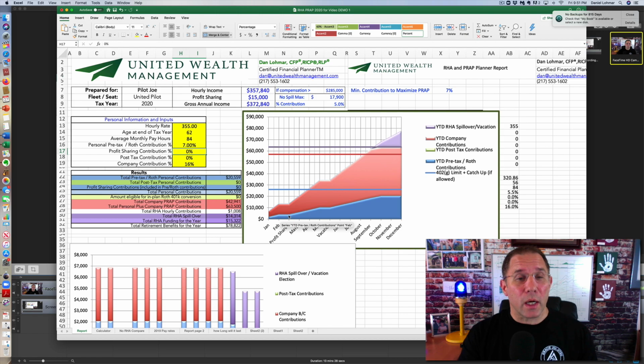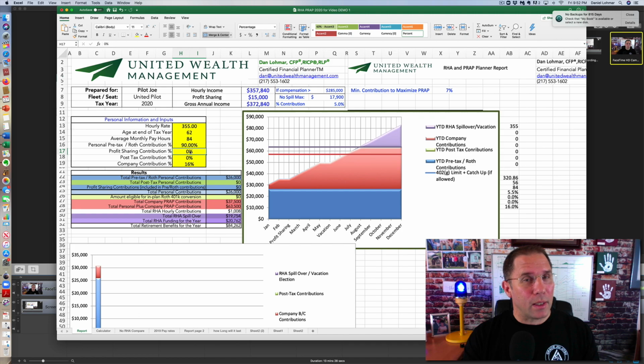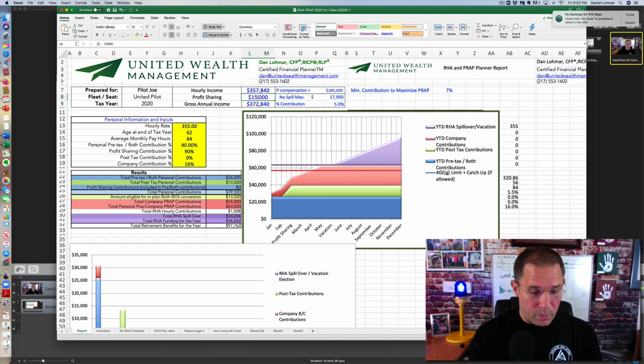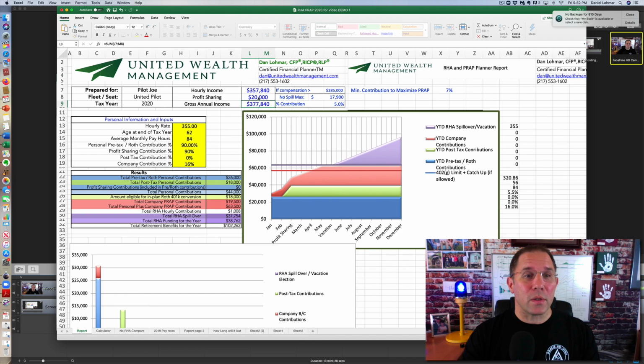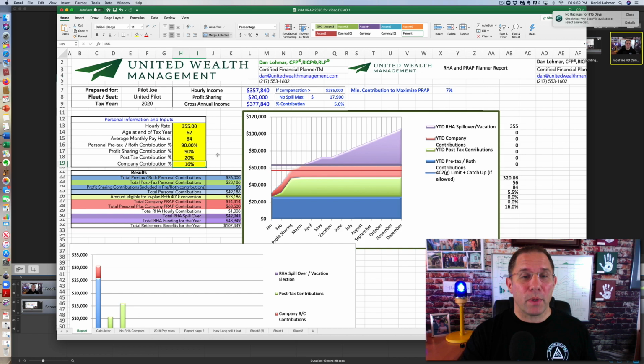So the last scenario I'll talk about is a captain who wants to maximize contributions and spillover. They're coming up on retirement and they want to contribute as much as they possibly can. So, 62 years old, and they're going to put 90% of their paycheck in. And again, remember, that's not throughout the entire year. That's just going to fill your limits up by the end of January. They're going to put 90% of profit sharing in, and say profit sharing is 20, they're going to put 20% of their paycheck in on a post-tax basis.